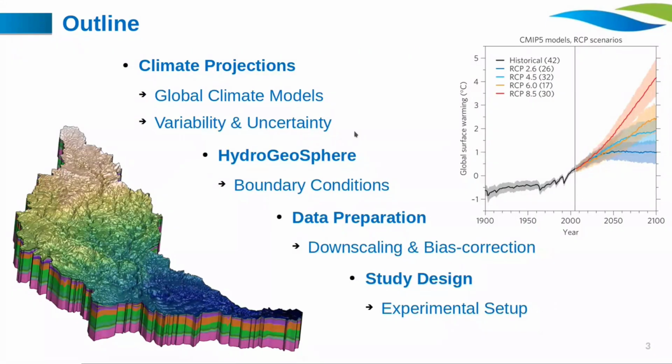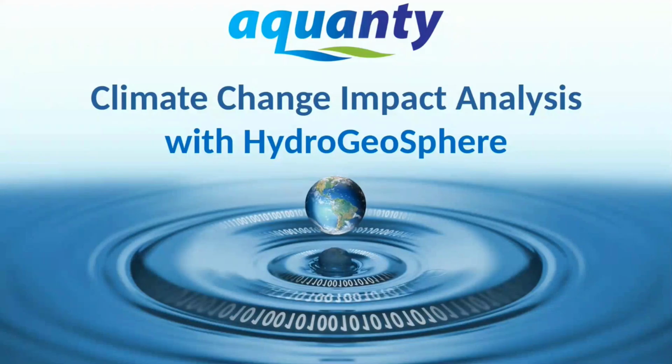As climate change continues to shape our world, it's becoming harder and harder to rely on historical patterns of precipitation and temperature as part of hydrologic studies. And this is why HydroGeoSphere is an incredibly powerful tool for long-term climate change impact analyses of hydrologic systems.